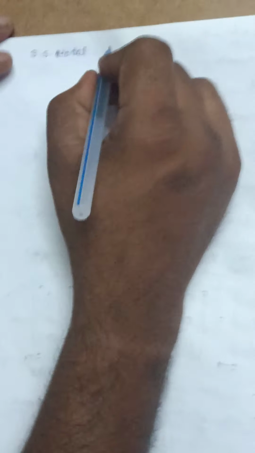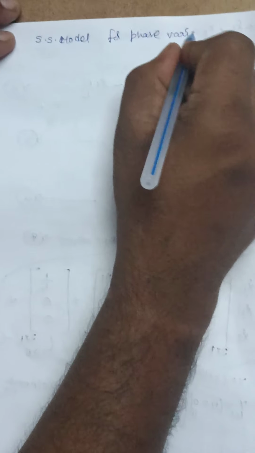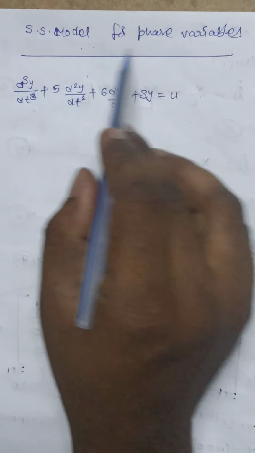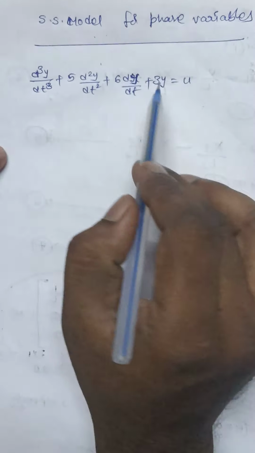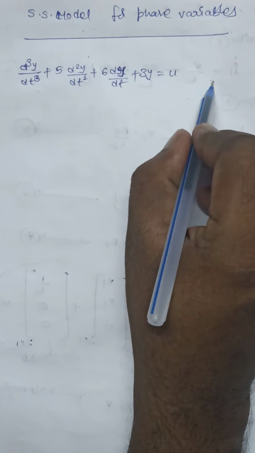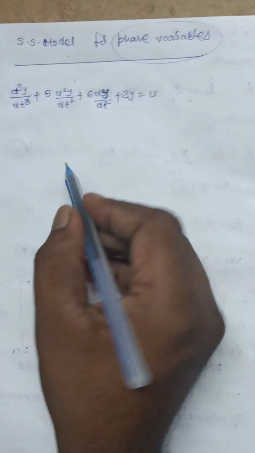Next one is the state space model for phase variables. Here, if the differential equation is given, then how to find the state space model is nothing but phase variables. So, how to find the state space model for this differential equation.